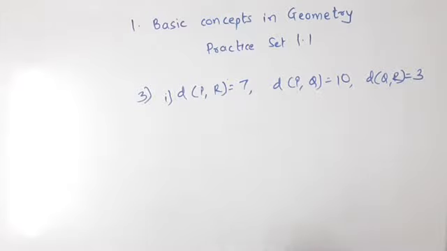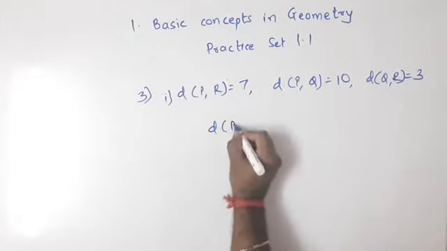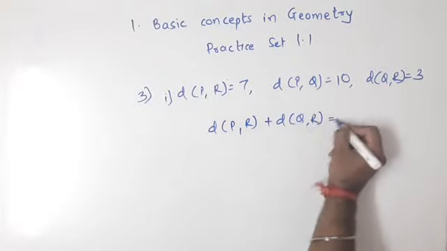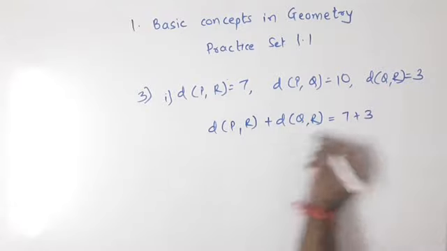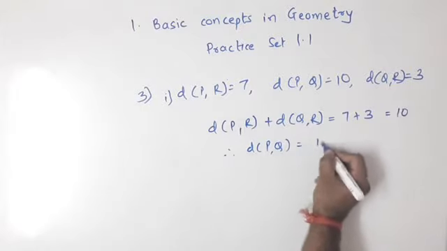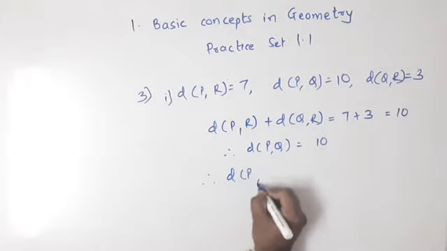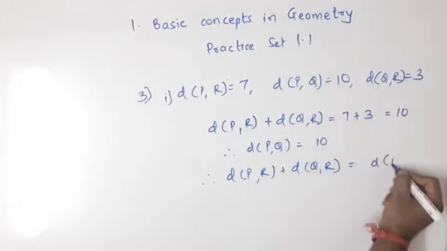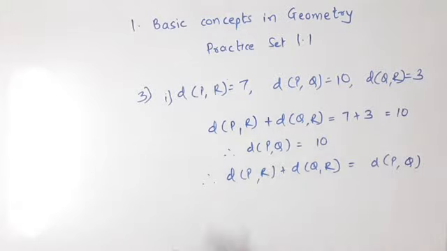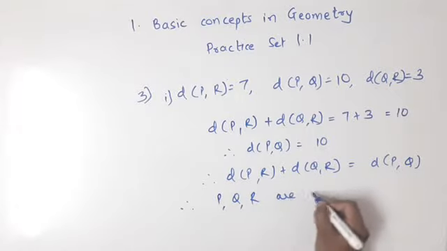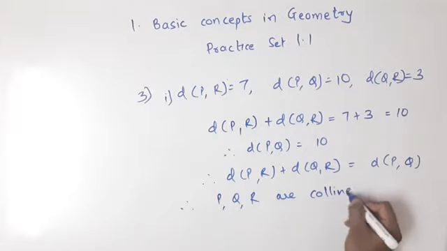Okay, so I'll first write the smaller distances. Distance PR plus distance QR equals 7 plus 3 equals 10. Therefore distance PQ is also 10. Therefore I can write, distance PR plus distance QR equals distance PQ. This plus this is equal to this. Therefore P, Q, R are collinear points.